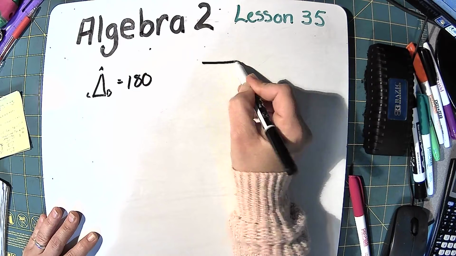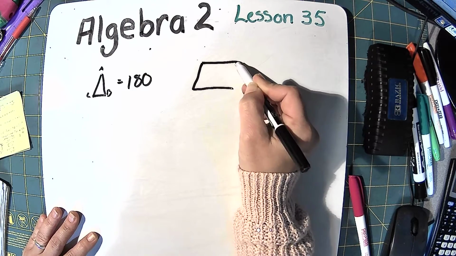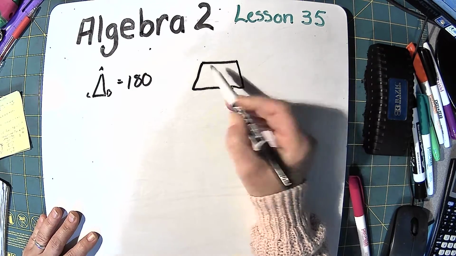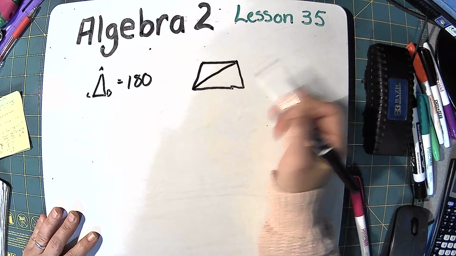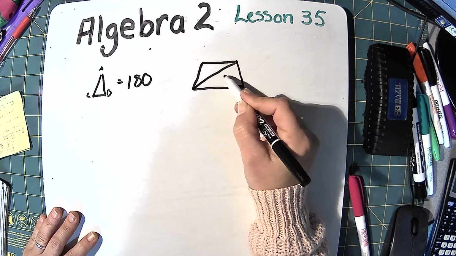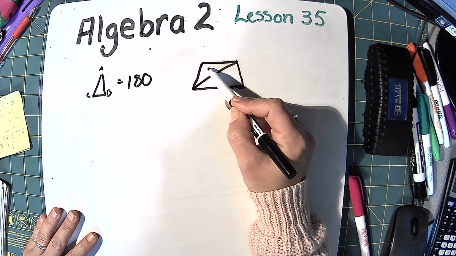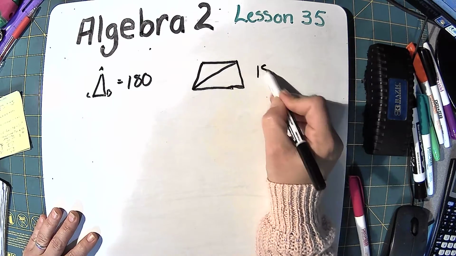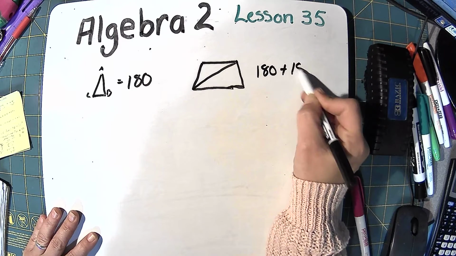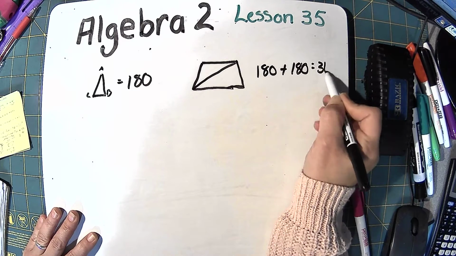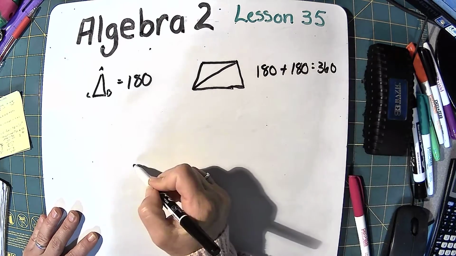All right, what if we have a four-sided figure like that? Well, we can divide that into two triangles. This triangle's angles are going to equal 180, and that triangle's angles are going to equal 180. So we got 180 plus 180, which is going to be 360. Okay, so what if we have another figure?